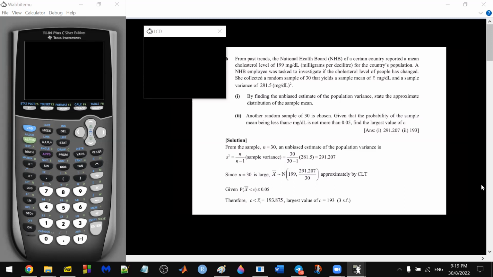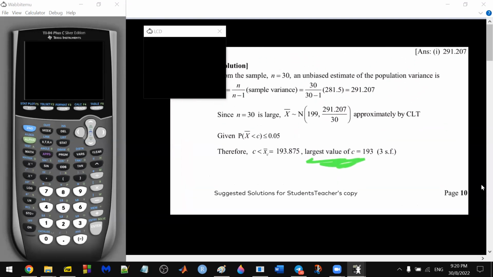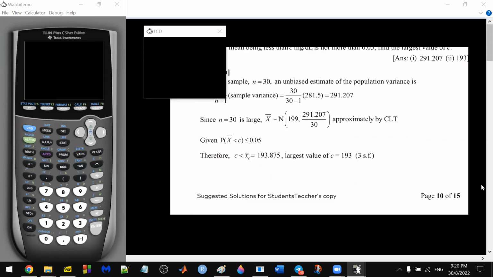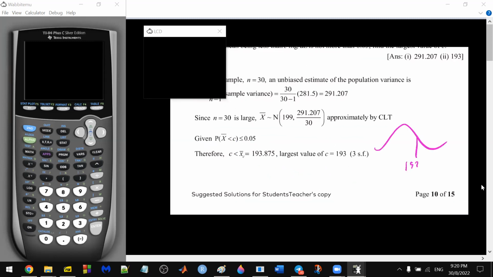Yeah, it doesn't make sense, this question. C doesn't have to be a whole number. Just ignore the question. Largest value doesn't make sense because after you inverse norm, you get 193.875. So it means that the graph here is 193.875. Less than this value, this area is less than or equal to 0.05.